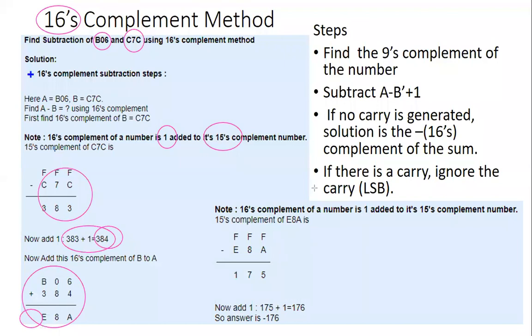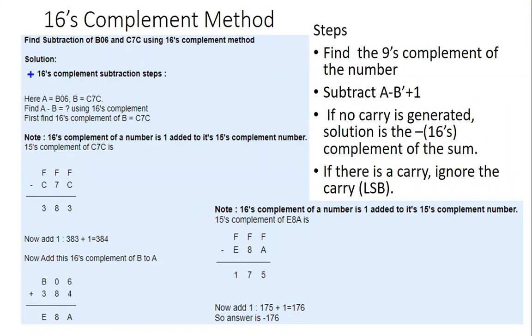If I don't get a carry, what should I do? The 16's complement of a number you have to find out. So what is the solution? We get E8A. So we have to find the 16's complement of E8A. So the 15's complement is 175. If I add 1, I'll get the 16's complement. So if no carry is generated, the solution is the 16's complement of the sum with a negative sign. So I'll get this solution.